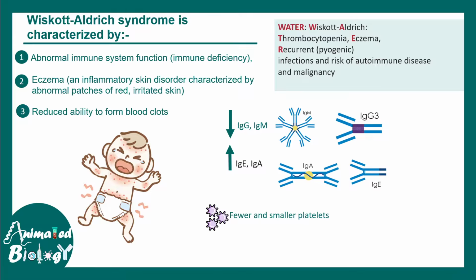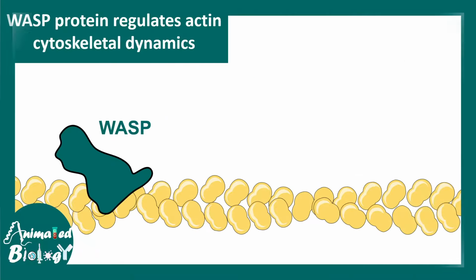So there is a cool mnemonic to remember all the symptoms. It's known as WATER. So W and A stand for Wiskott-Aldrich, T for thrombocytopenia because the platelets are abnormal, E for eczema, and R for recurrent pyogenic infection. Obviously, if you don't have IgM and IgG, there would be recurrent infection with bacteria, right?